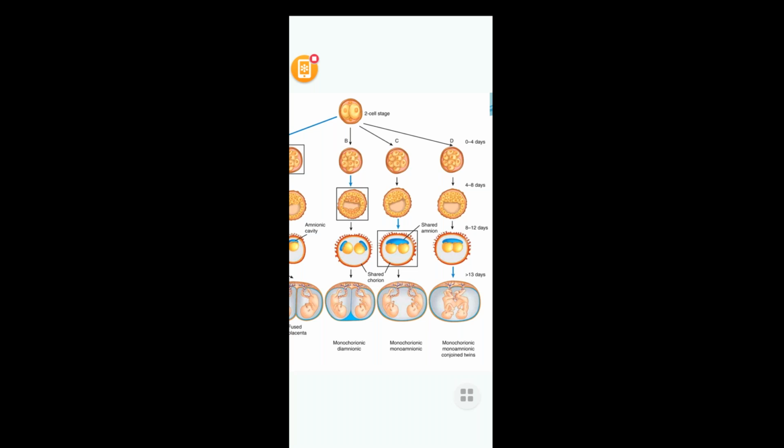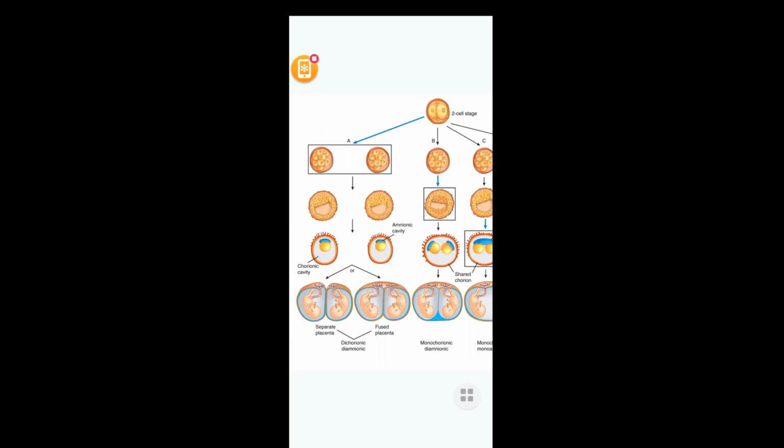Here you need to remember, if it is a dichorionic and diamniotic twin pregnancy, that means there are two babies, two different placentas, and two different amniotic sacs.